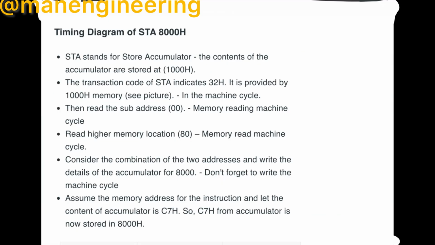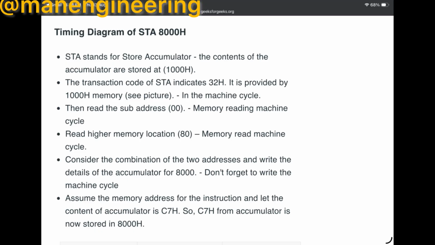Timing diagram of STA 8000H. STA stands for store accumulator. The contents of the accumulator are stored at 8000H. The opcode of STA is 32H. It is provided from memory. See in the picture. In the machine cycle, then read the lower address 00. Memory read machine cycle. Read the higher address 80. Memory read machine cycle. Consider the combination of the two addresses and write the contents of the accumulator to 8000H. Don't forget the memory write machine cycle.